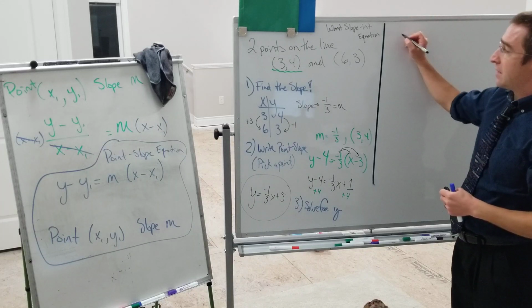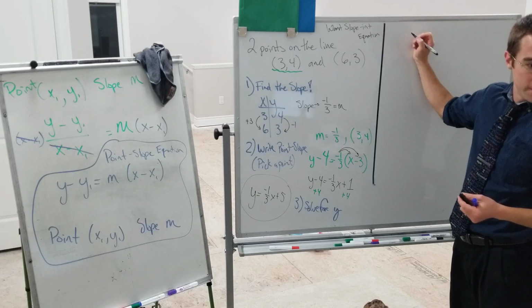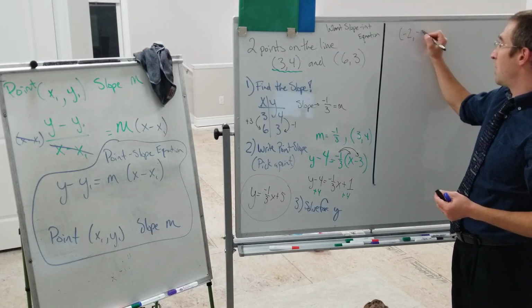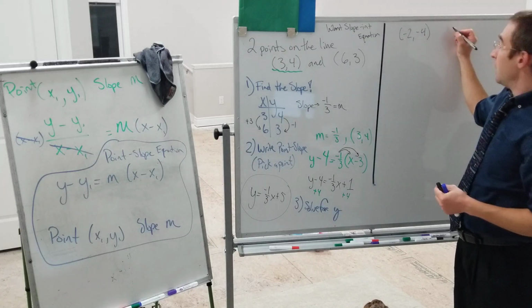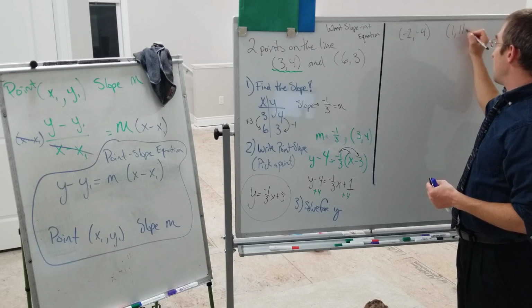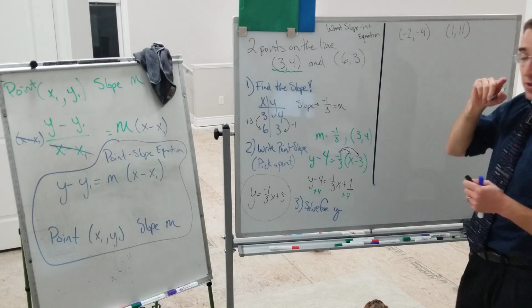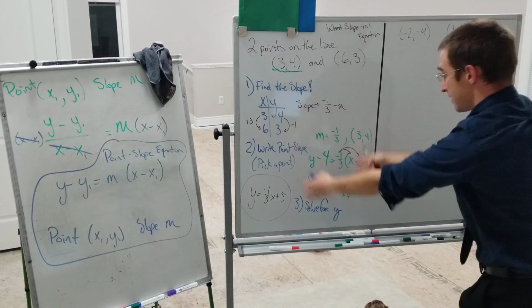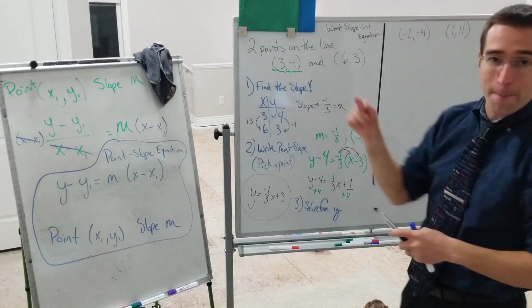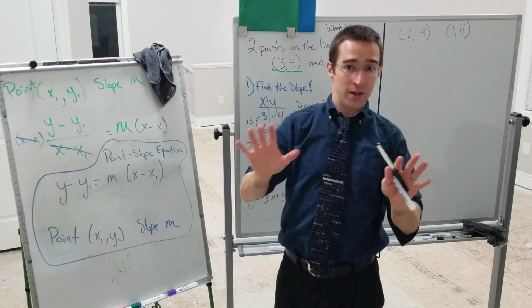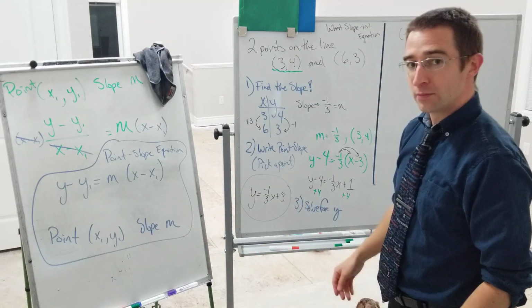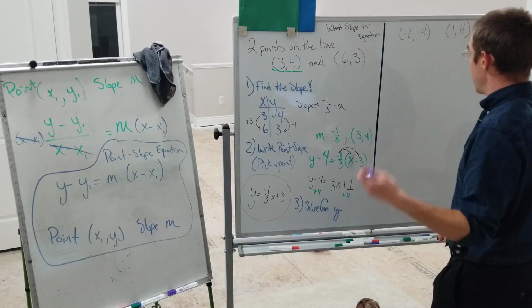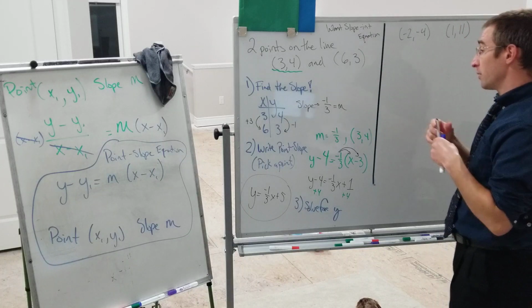So let's say we have these 2 points. We want slope intercept again. And we have negative 2, negative 4, and 1, 11. Those are our 2 points. So step 1, actually what I want you to do, I want to pause the video and try these steps with these 2 points. Go ahead, pause it. Pause the video. Okay, hopefully we're back now. Hopefully you paused it, you tried it, then you can check your work.